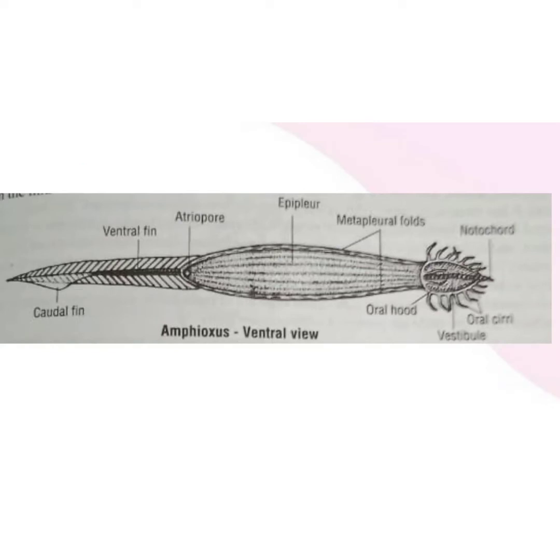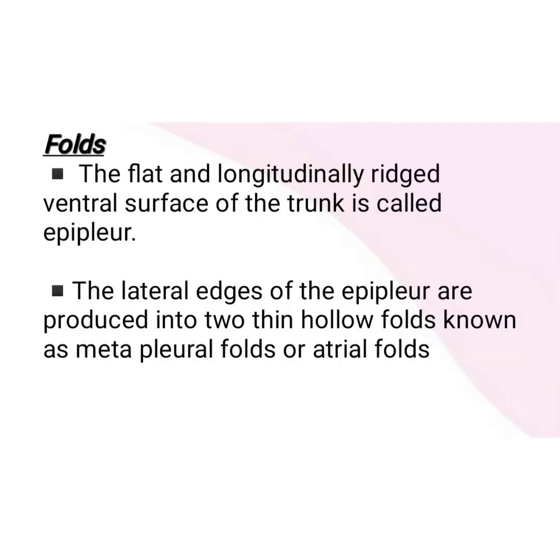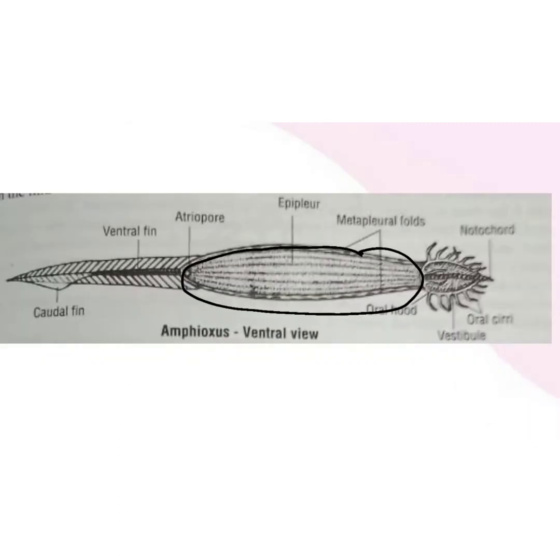A ventral view of the Amphioxus is given here. Here we can see many longitudinally placed ridges at the ventral side. These ridges are called epipleure. The lateral edges of the epipleure are produced into two thin hollow folds known as metapleural folds or atrial folds. We can see metapleural folds from here.